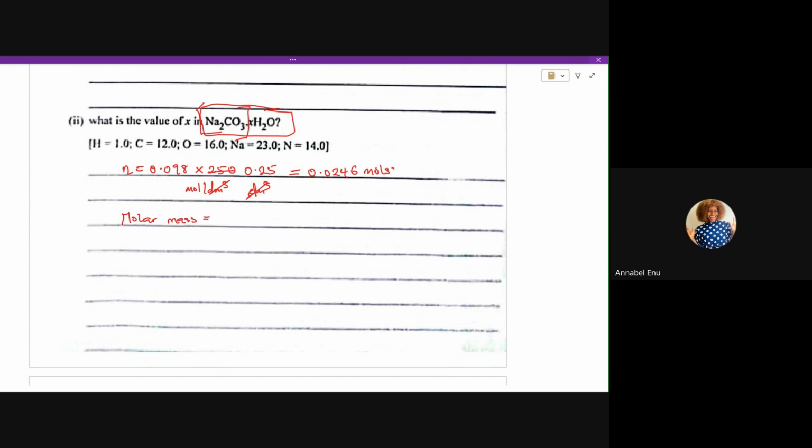We get the molar mass, and since we know the mass to be 8.20, we know that number of moles equals mass over molar mass. So molar mass will be mass divided by number of moles. The number of moles is 0.0246. So our molar mass is 333.3.